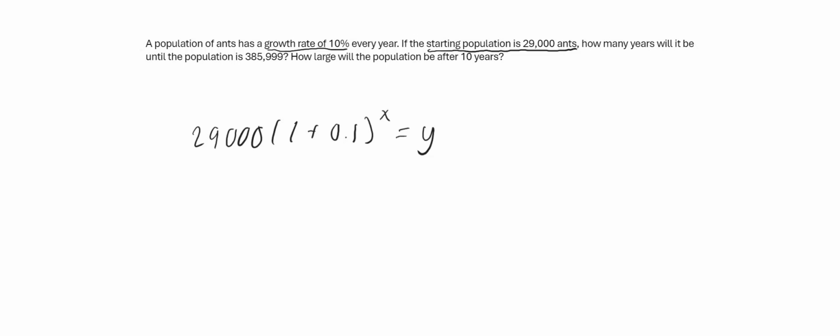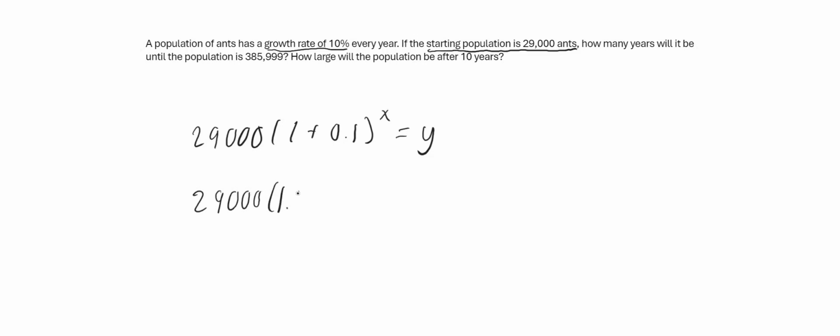time. Alright, so the first part of the question is asking how many years it will be until the population is 385,999. So we actually know our y value at this point in time, and we have to figure out the x value. So let's set up our equation for that.